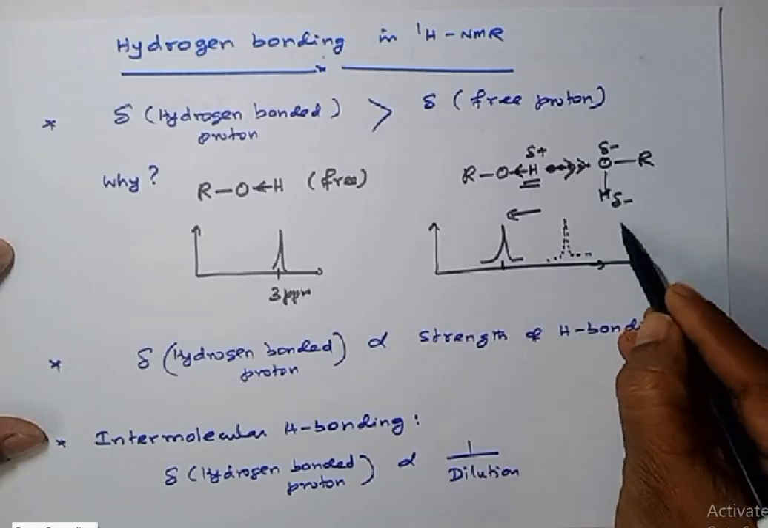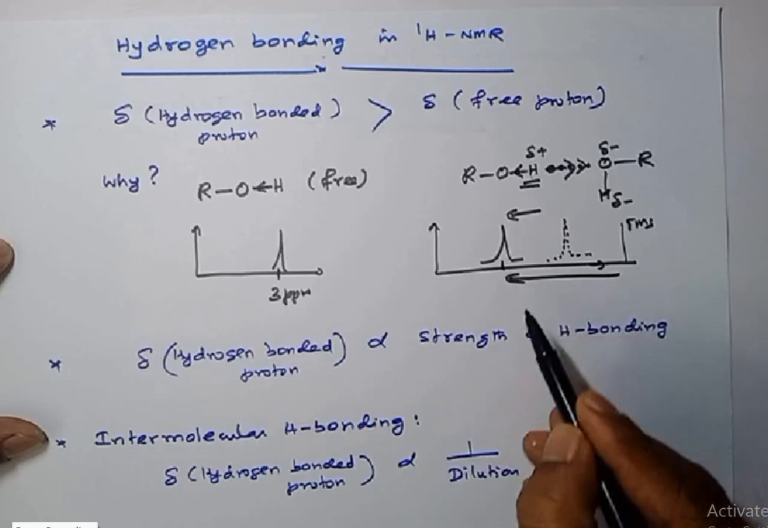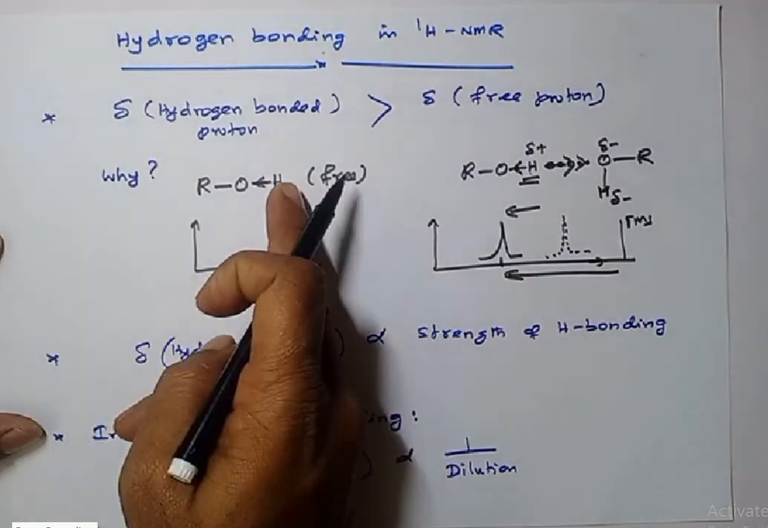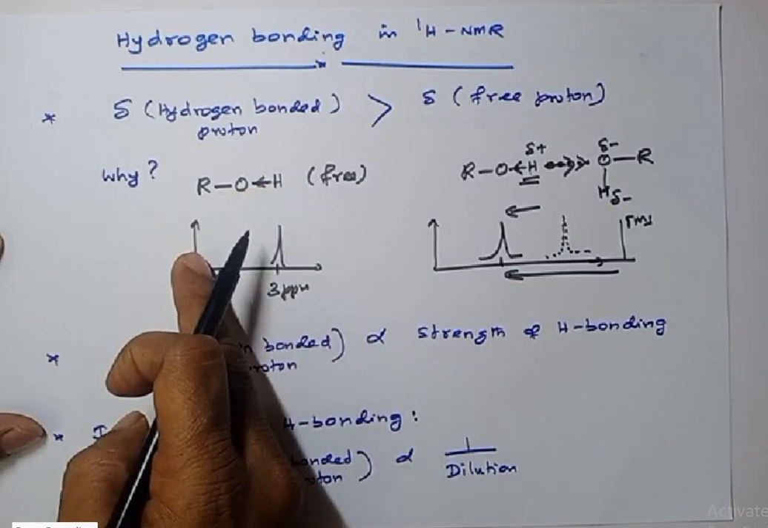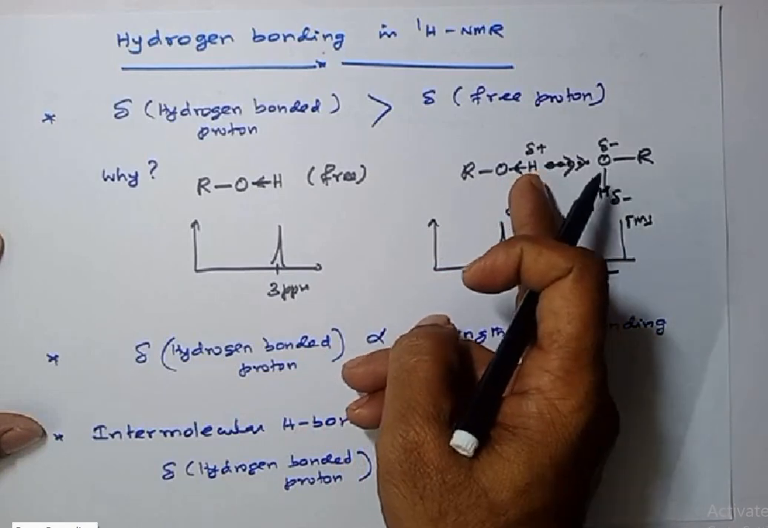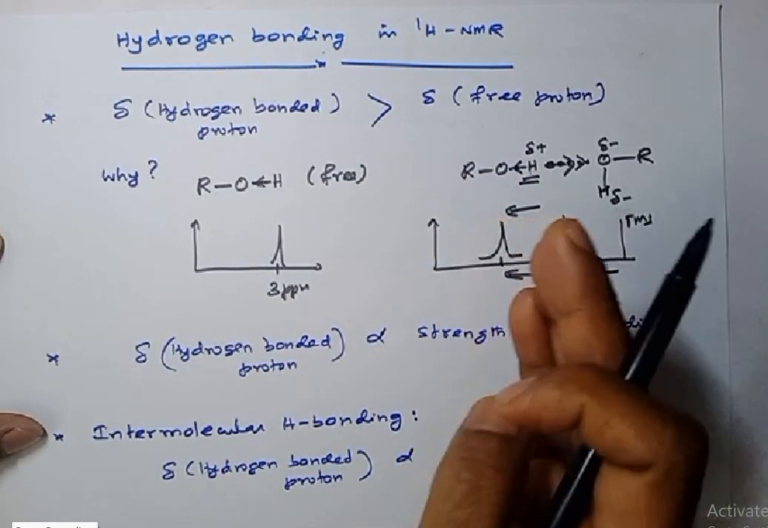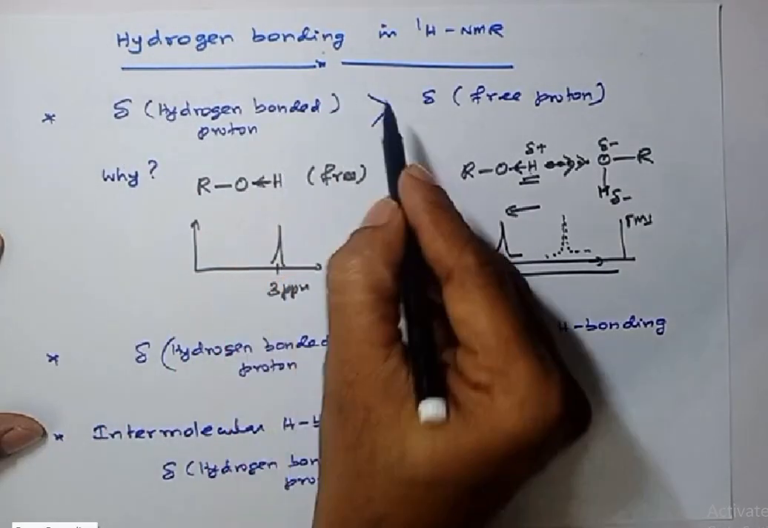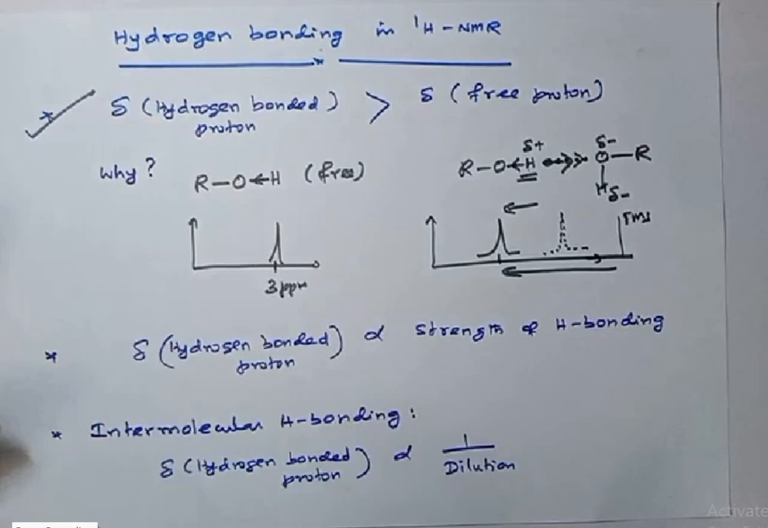So, which means this is TMS. Therefore, what happens is that chemical shift value increases compared to free protons. Hydrogen bonded protons appear in downfield. Downfield means larger chemical shift. So, the chemical shift of hydrogen bonded proton is greater than the chemical shift of free proton. Keep this in mind. Very, very important point.